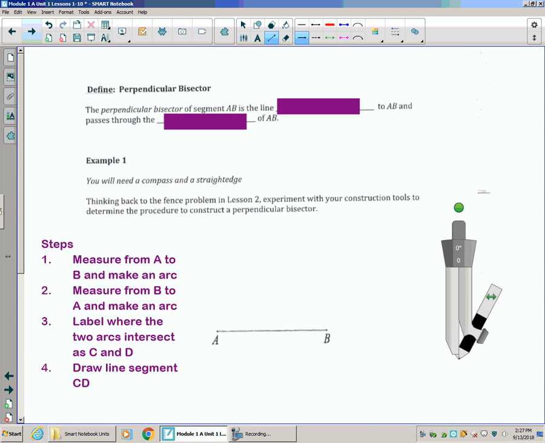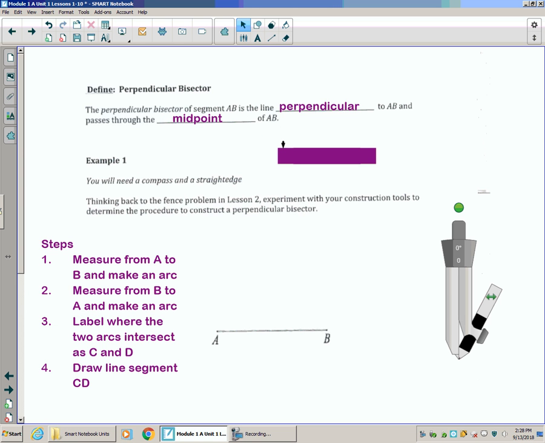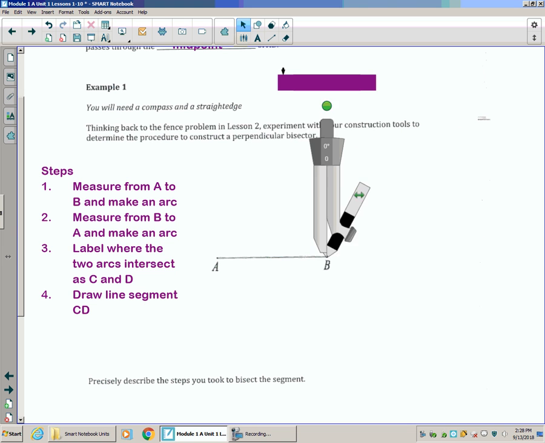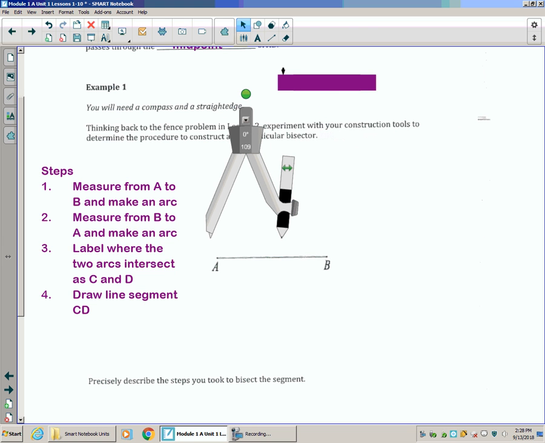In order to construct a perpendicular bisector, first we're just going to go over the definition of what that is. A perpendicular bisector is just a line that is perpendicular, which means forming right angles, to a certain segment, and it passes directly through the midpoint of that segment. So on the segment we have here, for example 1, segment AB, we need something that does two things: forms a right angle and perfectly cuts AB into two congruent pieces.